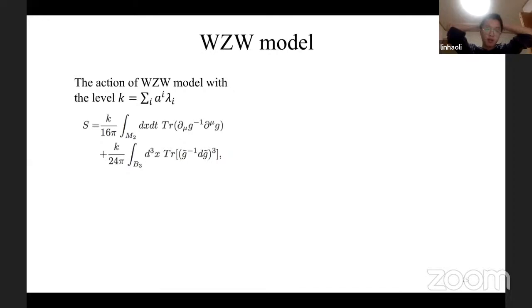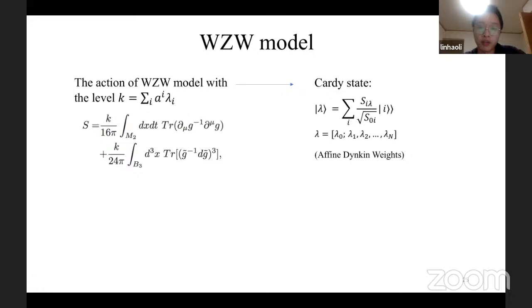So let me go on. The Wess-Zumino-Witten model is defined with a given Lie group G and integer level K. Although the local Lagrangian depends on the extension to the three-dimensional manifold B3, whose boundary is physical space-time, the total action does not depend on this extension up to 2 pi. It is known that the WZW model has solutions satisfying the Cardy consistency condition, named the Cardy states. These Cardy states can be represented by the affine Dynkin weights with lambda vectors.